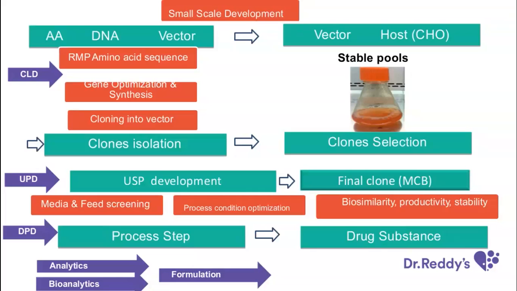So they can do the media and feed screening. Once the media feed screening is done and they optimize the process conditions, they define the feeding strategy and the temperature shifts. Once everything is finalized in small-scale upstream development, they finally select the top clone. So this final clone is called the MCB.